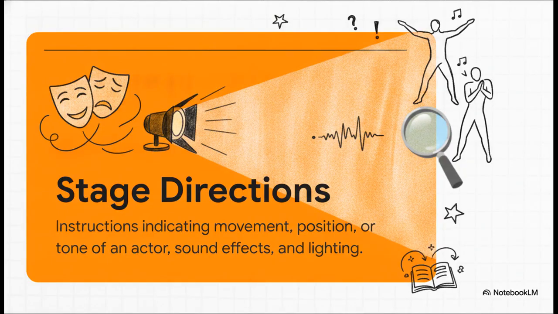And that brings us to the absolute secret weapon of drama analysis, stage directions. These are the instructions in the text of a play indicating the movement, position, or tone of an actor, or even the sound effects and lighting. Because there is no narrator, you have to heavily analyze these stage directions to understand the character's true motivations. If the dialogue says, "I'm fine," but the stage direction says the character clenches their fists and looks away, well, that stage direction is providing the real evidence for the character's internal conflict.